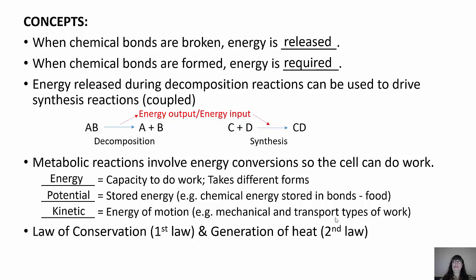Potential versus kinetic. Potential is stored energy. So this is like the energy stored in the bonds of food, let's say. Kinetic is the energy of motion. This is mechanical and transport types of work. Now, if you have the potential to do something, you could possibly do it. So you have stored energy. But if it's kinetic, it's energy in motion. So potential energy is like water behind a dam. When you open that dam and release the energy, it turns into kinetic energy.